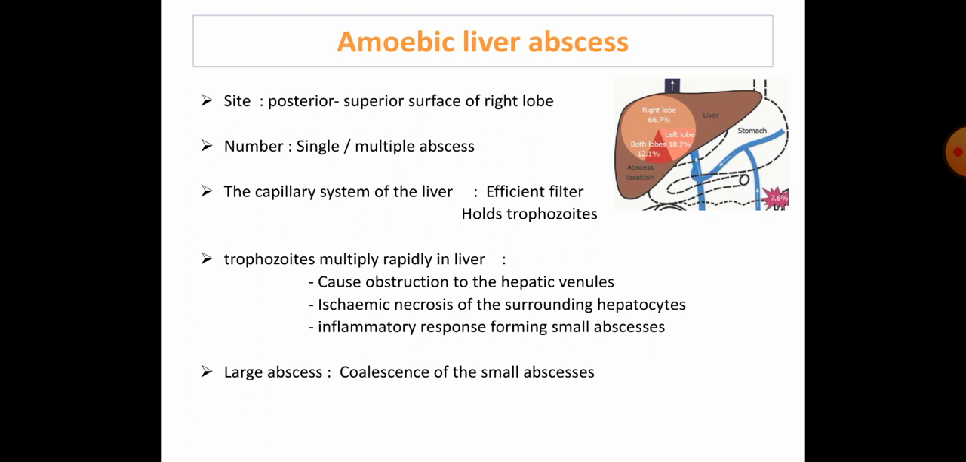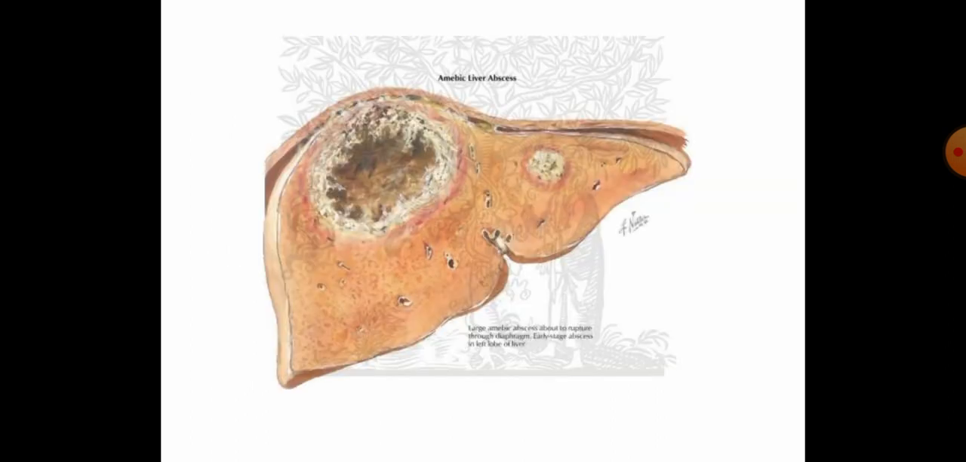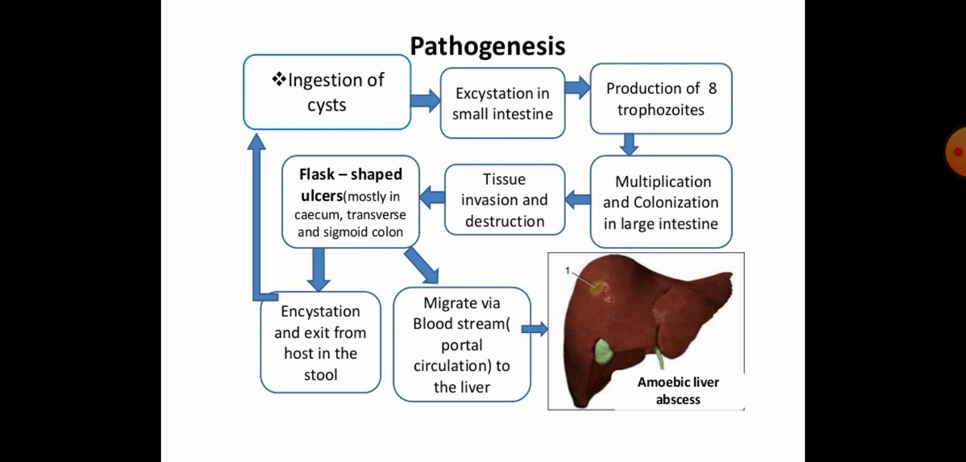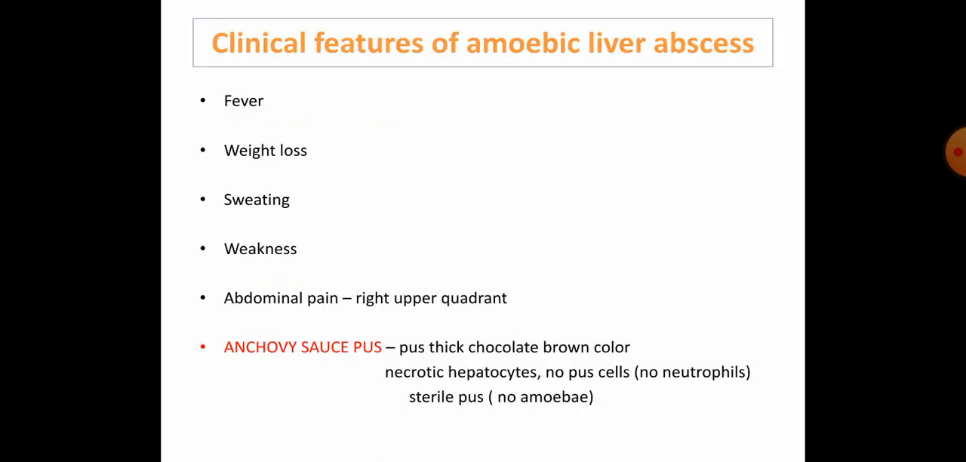These are the small abscesses. A number of these small abscesses coalesce together to form a large abscess. You can see in the picture a large single abscess on the posterior superior surface of the right lobe of the liver. This is the pathogenesis.